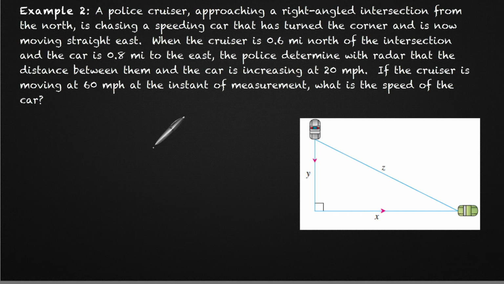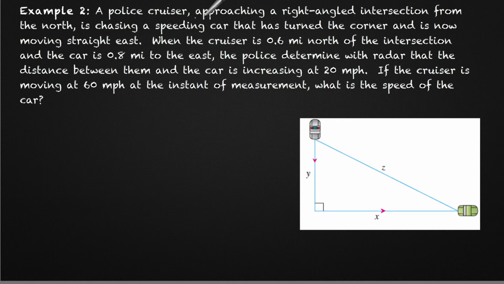Okay, let's look at this first problem. A police cruiser approaching a right-angled intersection from the north is chasing a speeding car that has turned the corner. So here is the police car. Here is the other car. The police car is trying to chase this car. The police car is going south. The other car is going east.